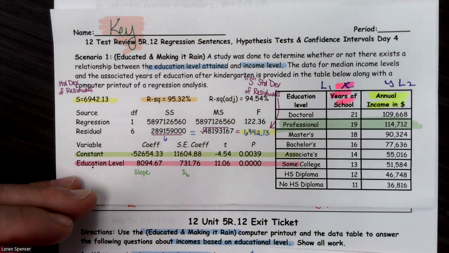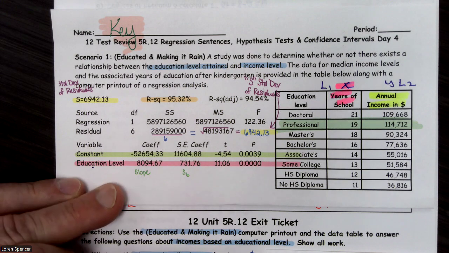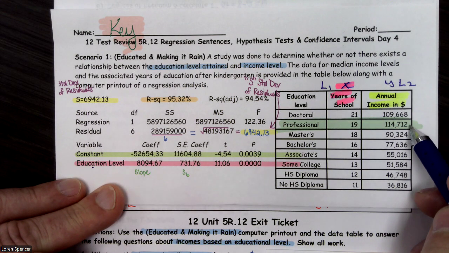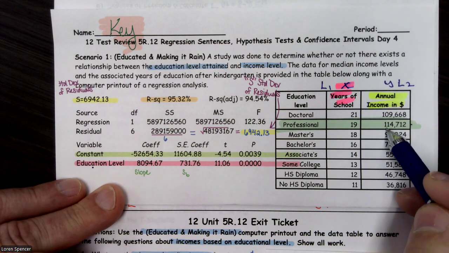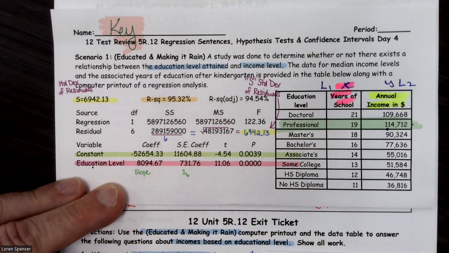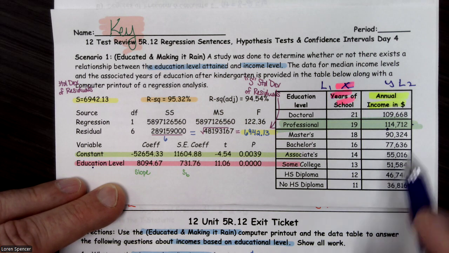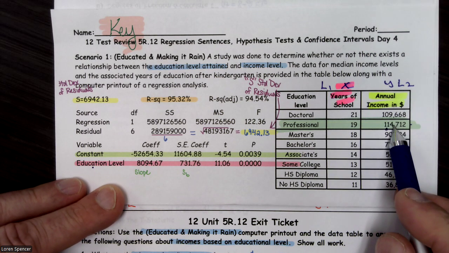All right, so what did they ask me for? What was the observed median income for those with a professional degree? Well, it looks like the median income was $114,712, and we just recorded that right there. It came straight off the table.